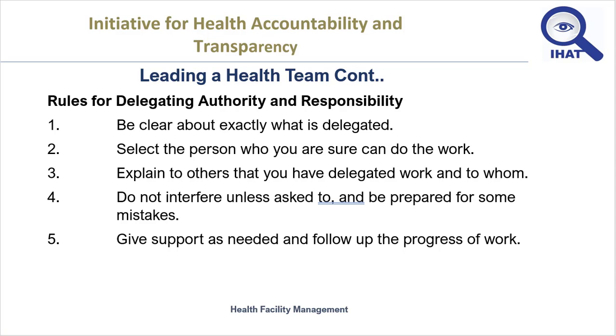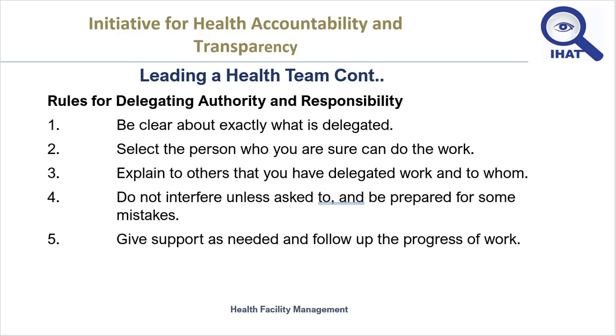There are specific rules for delegating authority and responsibility. It must be clear about exactly what is delegated. Select the person who you are sure can do the work. Explain to others that you have delegated work to this person and the work itself. Do not interfere unless asked to, and be prepared for some mistakes if you are delegating. Give support as needed and follow up the progress of work. These are all important issues that those who are leading a health team should consider when they are delegating authority and responsibility.